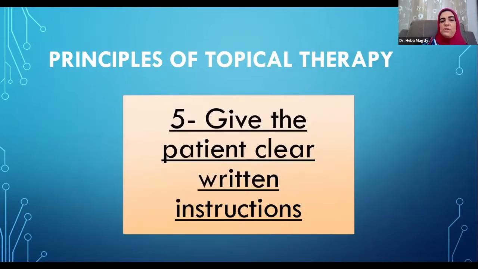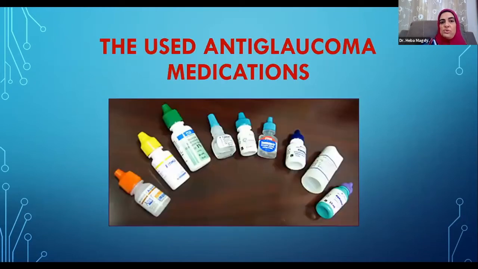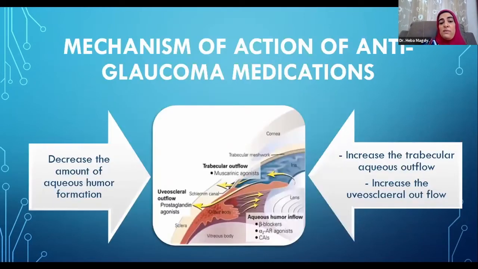Finally, you should give the patient a clear written instruction. We have a lot of anti-glaucoma medication. What are these medications? This anti-glaucoma medication to reduce the intraocular pressure will act either in the form of reduction of the aqueous humor secretion, as the beta blockers, the alpha agonist, or the carbonic anhydrase inhibitor, or they will decrease the intraocular pressure by increasing the trabecular aqueous outflow, like the muscarinic agents, the pilocarpine, or they will increase the uveoscleral outflow as the prostaglandin drugs.